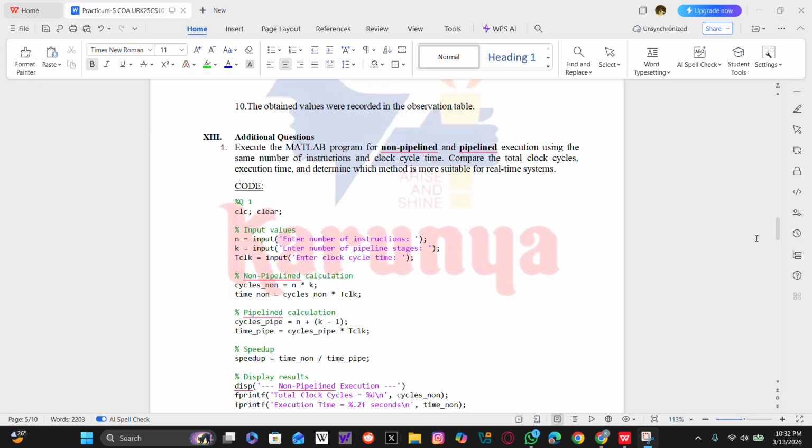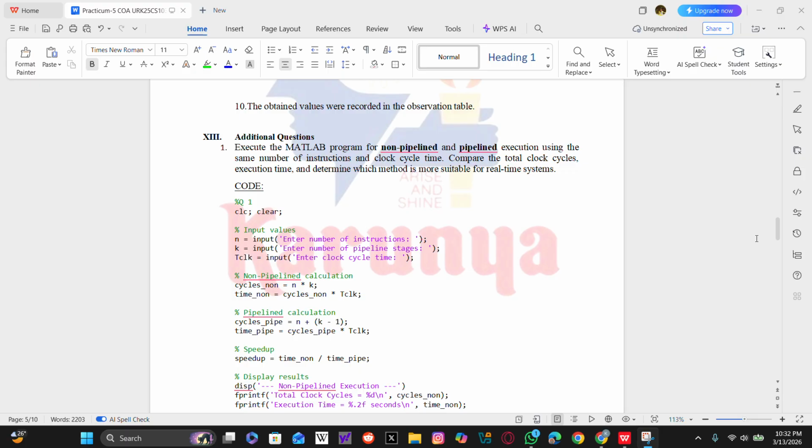Let's start with the first one, which is: execute the MATLAB program for non-pipeline and pipeline execution using the same number of instructions and clock cycle time. Compare the total clock cycles, execution time, and determine which method is more suitable for a real-time system. Onto the code.